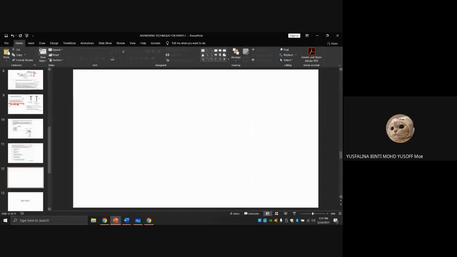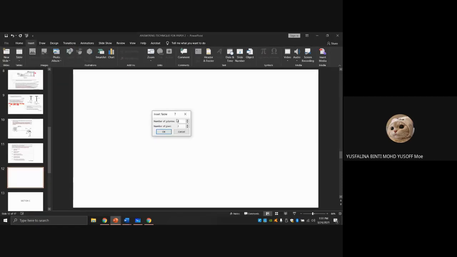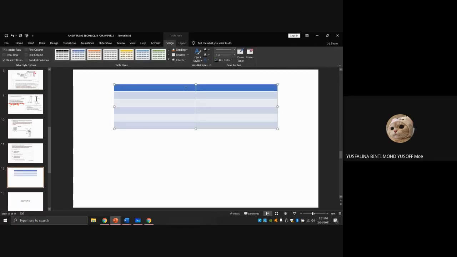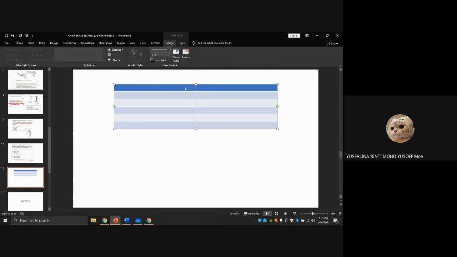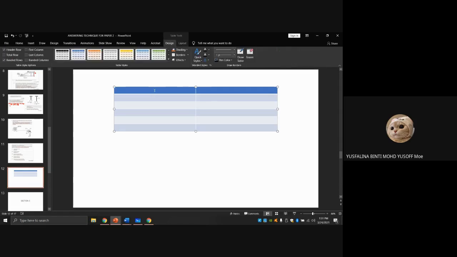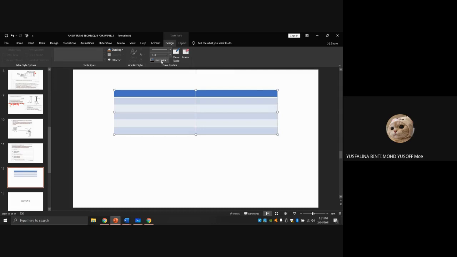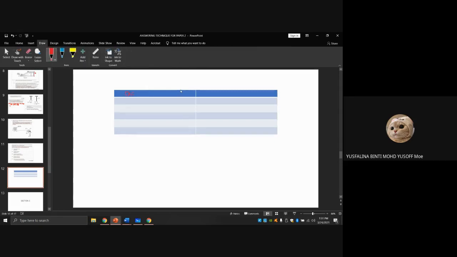Okay, let me draw a table. The table has to have two columns. The title for this one is characteristic. I cannot write things here. If I cannot write, yes, okay, good. Characteristic.